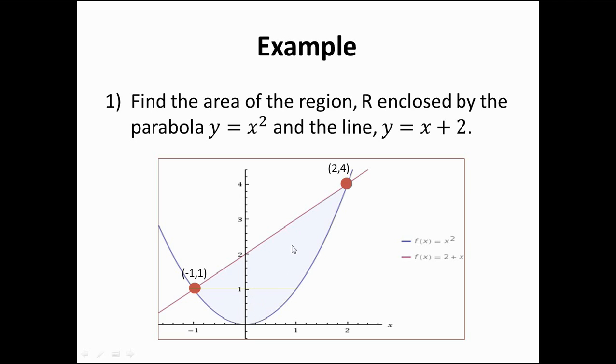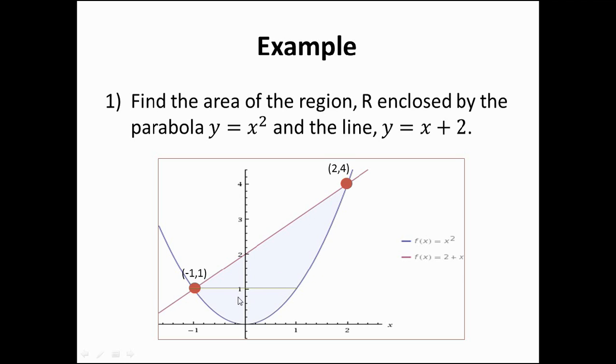So we have to redefine our limits for y as well as x. This time our limit for y will be 1 for the lower limit and 4 for the upper limit, and our limit for x will be positive square root y for the upper limit and y minus 2 as the lower limit. Then after doing integration, we will get the area of this region.